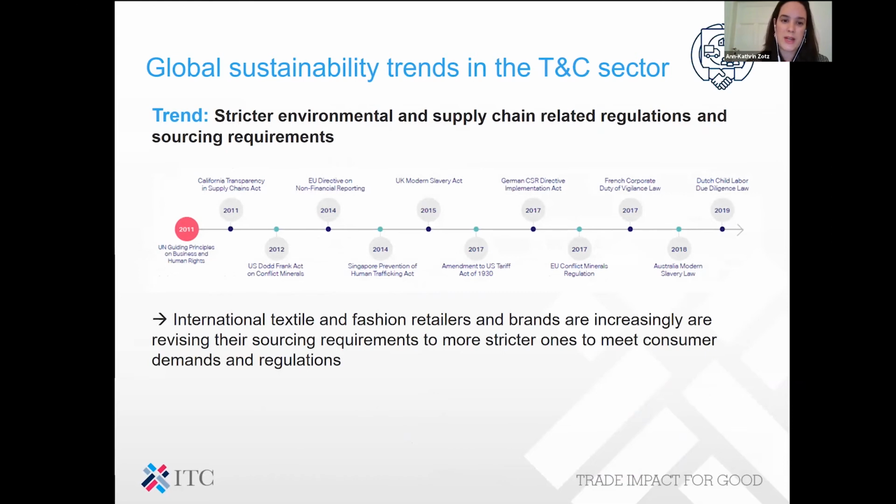On top of that, we see stricter environmental and supply chain related regulations and laws at the destination countries. So we have here a little timeline showing what kind of laws came into place when it comes to environmental and social criteria. And we see now even more of those coming up. So we have also in Germany now the so-called Lieferkettengesetz, supply chain law, which is under discussion. We know at the EU level, there is also the discussion of having much stricter common criteria for global supply chains. And hence what we see is that international textile and fashion retailers and brands are anticipating exactly those regulations coming into place and also complying to those existing, and the response is with stricter requirements for their own suppliers.